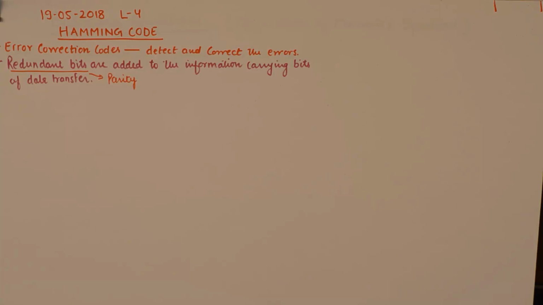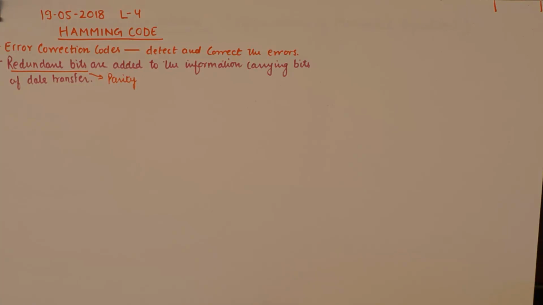Now please understand, just like any other coding technique, Hamming code will also attach some extra bits, which are known as overheads, to the payload, which is simply known as the data that we wish to send. So those redundant bits, in case of Hamming code we call them redundant bits, are added to the information carrying bits of data transfer. They are also known as the parity bits. I'll talk about the algorithm first. This is one of the most intelligent algorithms designed to find out the error and then to correct it.